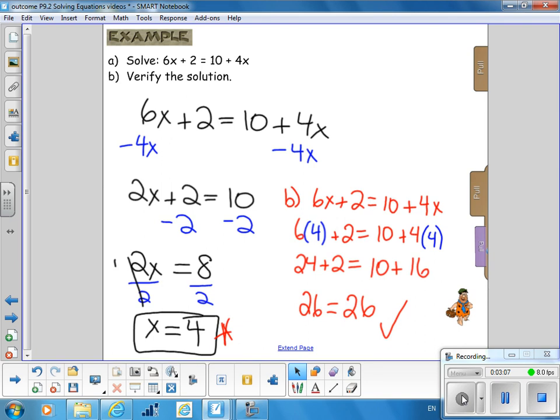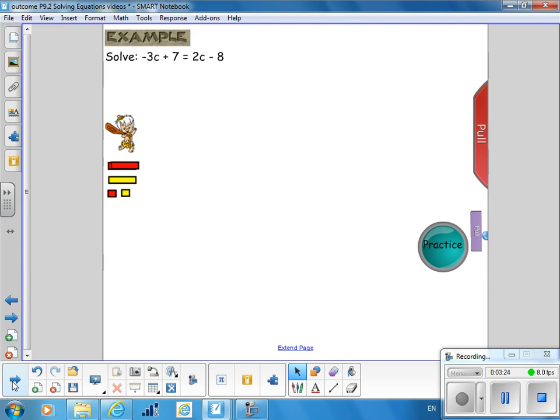So there's really only one extra step when you have a variable on both sides, and that is to move them to one side. And again, it doesn't matter whether you go to the left-hand side or the right-hand side. You will end up with the same answer. So let's look at this one here. Negative 3c plus 7 equals 2c minus 8.